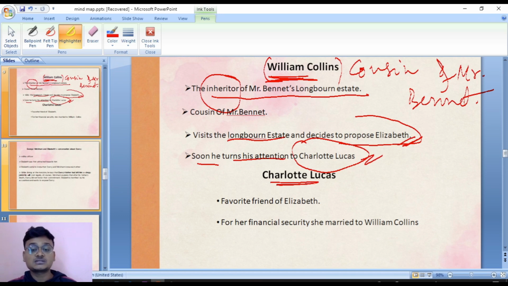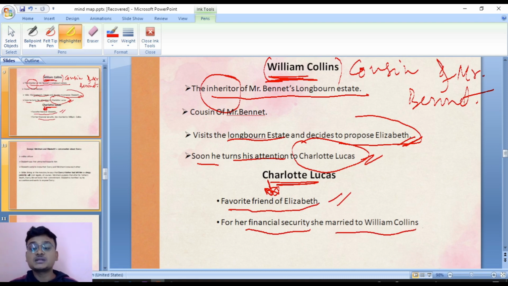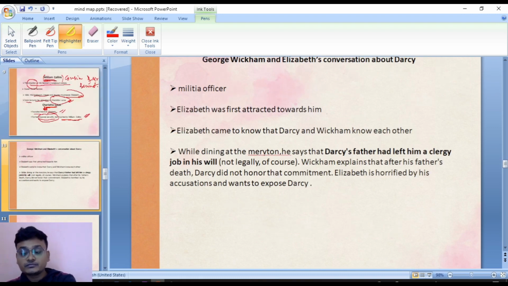Now, Charles Lucas. I have mentioned earlier that Charles Lucas is the eldest daughter of the Lucas family, and a favorite friend of Elizabeth. And for her financial security she married William Collins. उसने क्या किया, financial security के लिए Charles Lucas ने William Collins को, जो कि cousin of Mr. Bennet, उसको शादी किया. Okay, now move to the next slide.